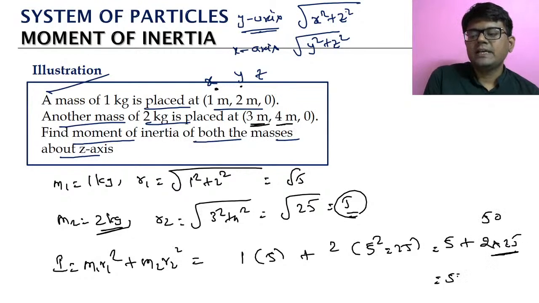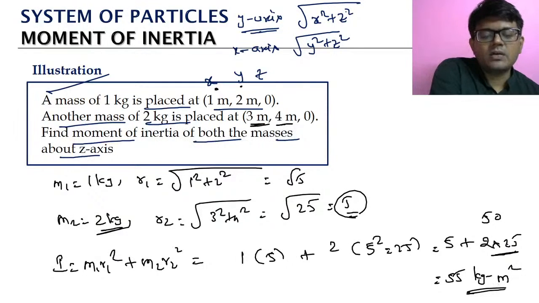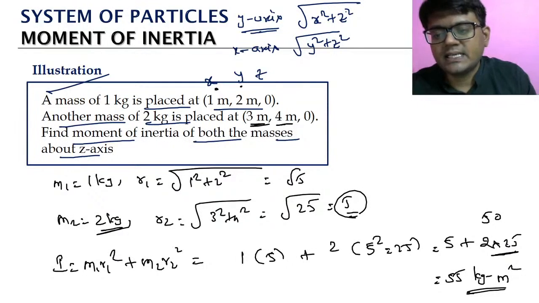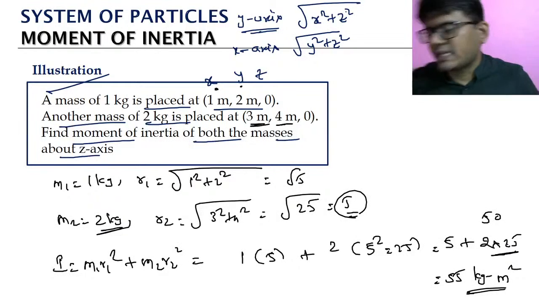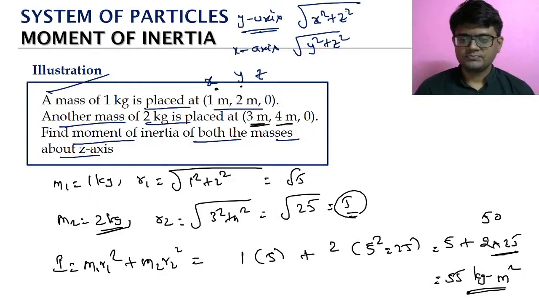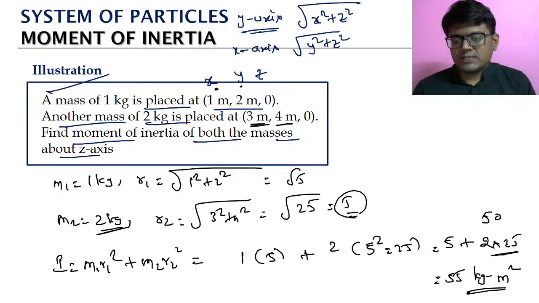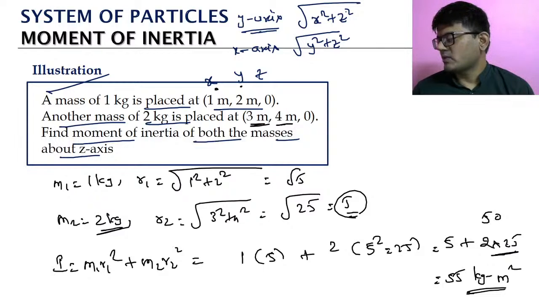So what is it totally? 55 units. என்ன வரும்? kg into meter square, ஏன்னா mass is in terms of kilograms and the distance is in terms of meters, so அதனால moment of inertia will be in the SI unit, what is it, kg into meter square தானா. Check பண்ணுங்க, what must be the answer for this? 55 kg into meter square வரும். Okay good Maithili.